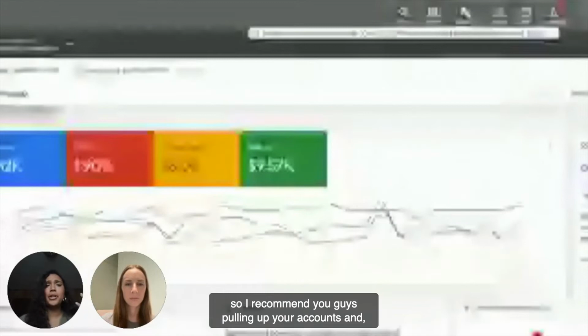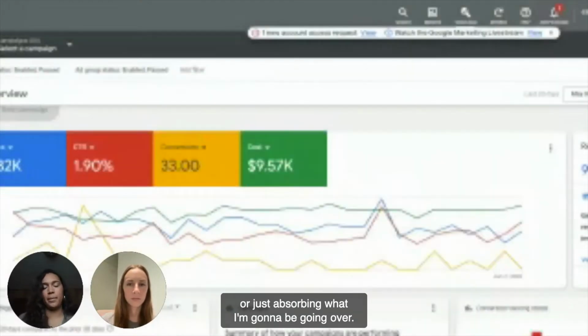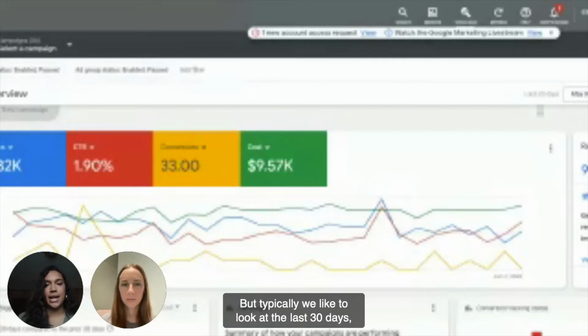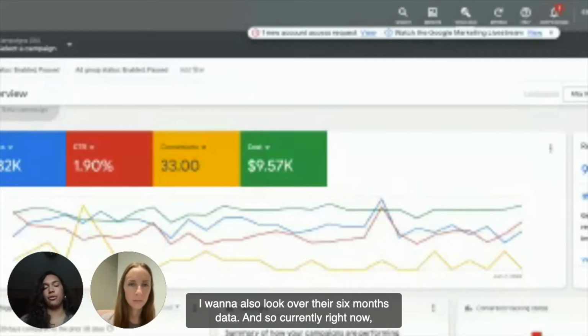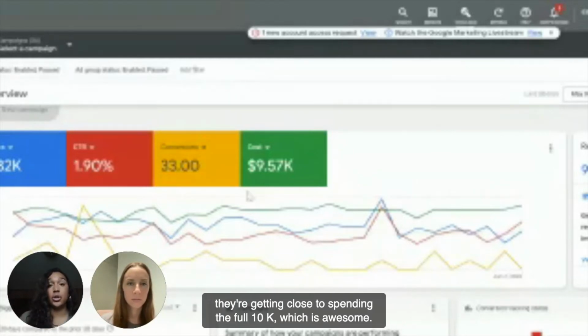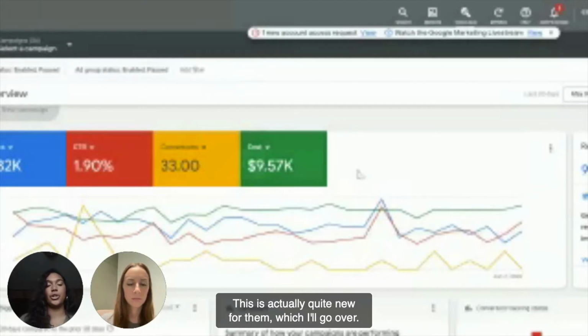And so there's a lot of data here. So I recommend you guys pulling up your accounts and or just absorbing what I'm going to be going over. But typically we like to look at the last 30 days. I'm also going to look at the lifetime of their account. But more importantly, I want to also look over their 6 months data. And so currently, right now, they're getting close to spending the full 10K, which is awesome. This is actually quite new for them, which I'll go over.